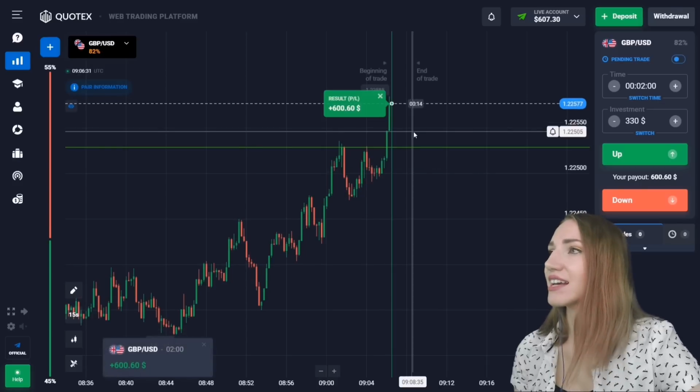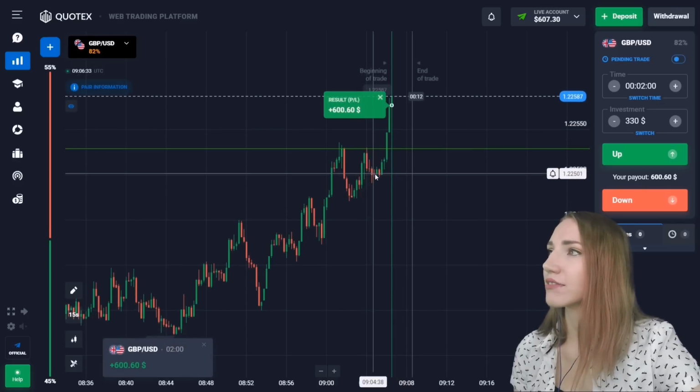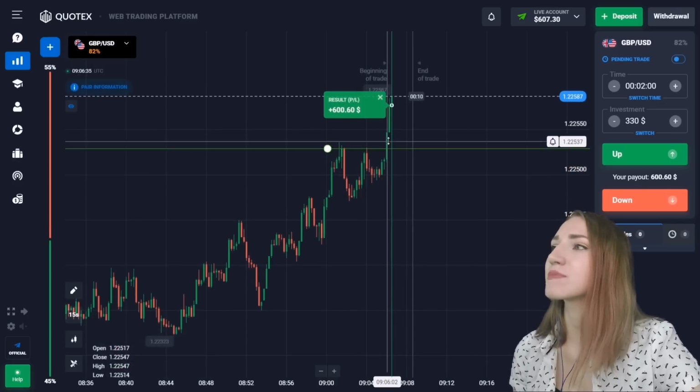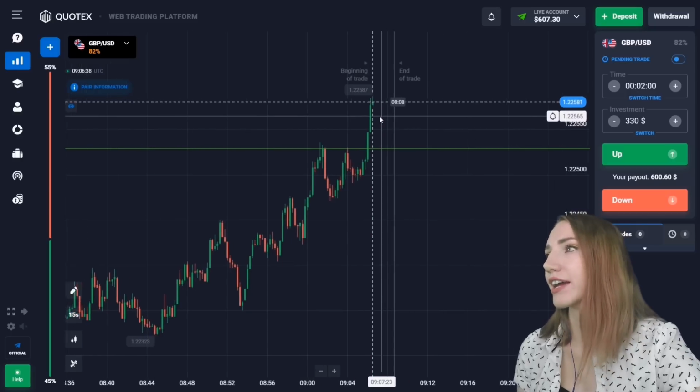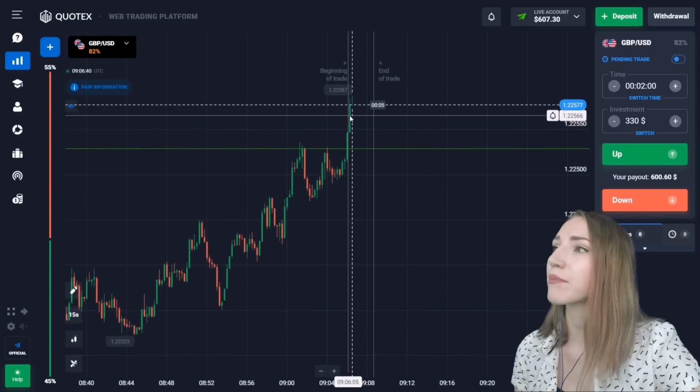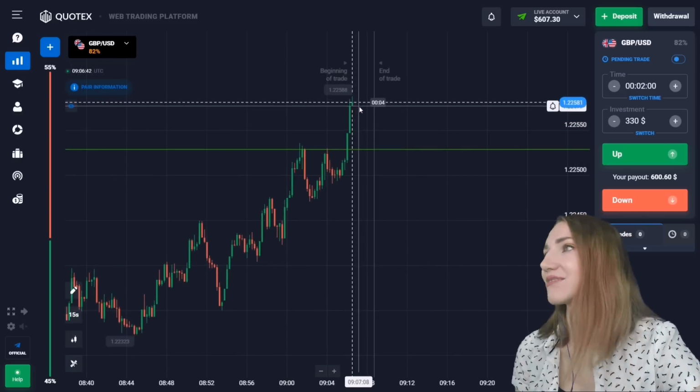Well, it's very good. As you can see, after the small rollback down, the upward movement continued and this level is broken through. Now we have got the very good profit. Well, let's look for some other situations on the market.